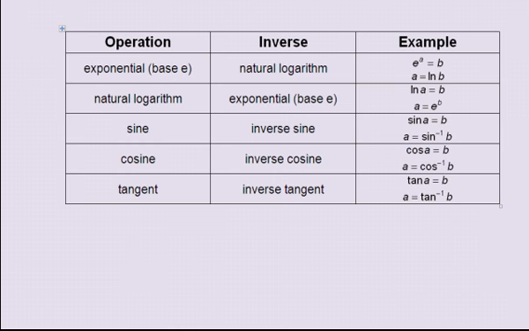The inverse of the operation of tangent is inverse tangent. For example, tan A equals B implies that A equals the inverse tan of B.